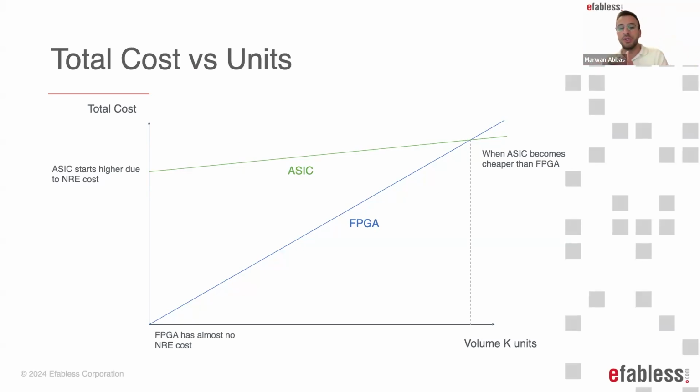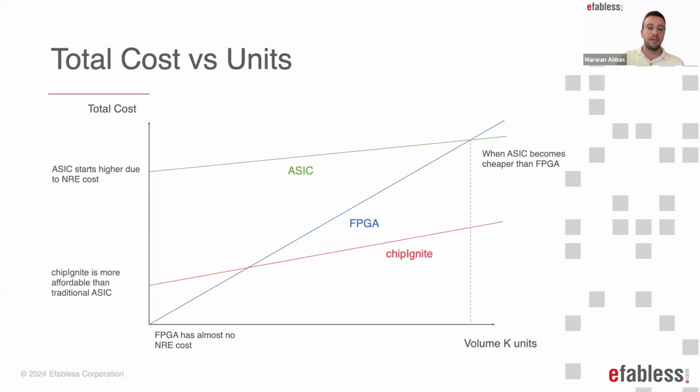However, when you go to production, or high volumes, the cost per unit increases for FPGA, which makes ASICs much cheaper at high volumes. And then comes ChipIgnite, that offers a more affordable entry point into custom silicon. It reduces the initial NRE cost, making it viable even at low volumes. And as the graph shows, ChipIgnite becomes cheaper than FPGAs earlier compared to traditional ASIC.